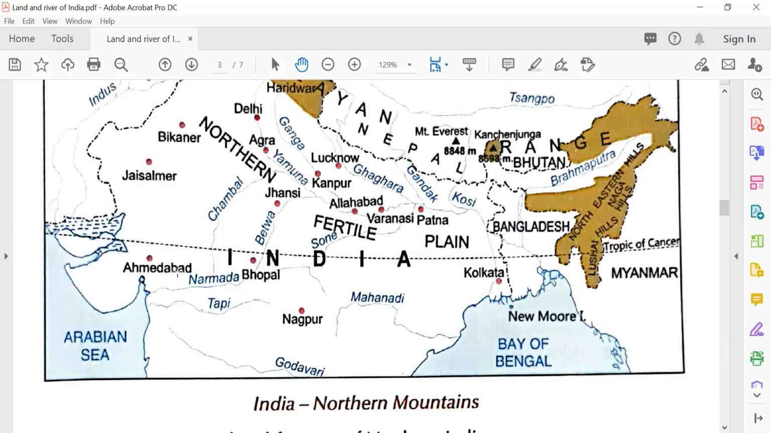Narmada, Tapi, Godavari, Mahanadi, Kosi, Gandak, Son, Ganga, Yamuna. So which is the most famous river? Ganga. It's also a national river. Ganga, Yamuna, Ghagra, Kosi, Gandak, Son, Mahanadi, Godavari, Narmada, Tapi, Brahmaputra. Here is the Brahmaputra. Also these two, Chambal and Betwa.